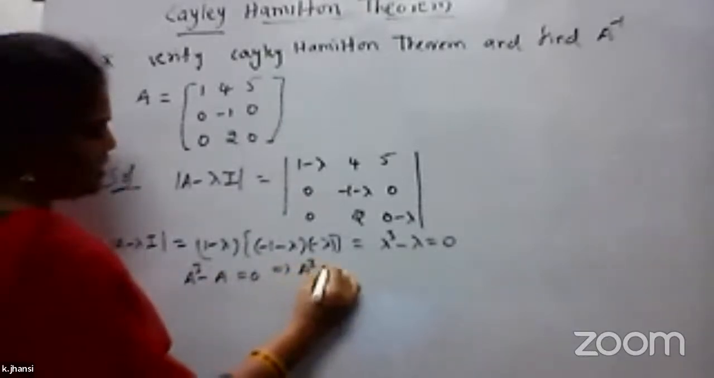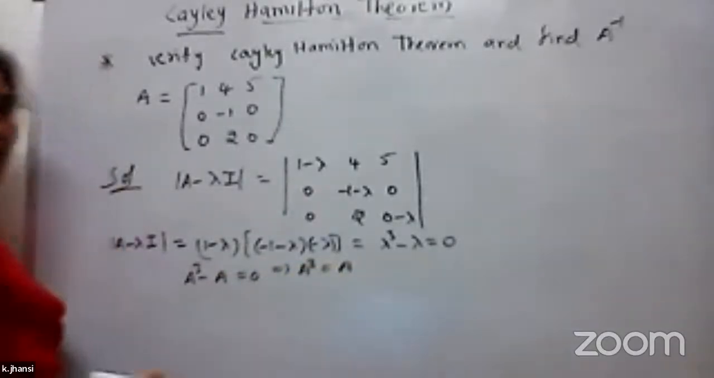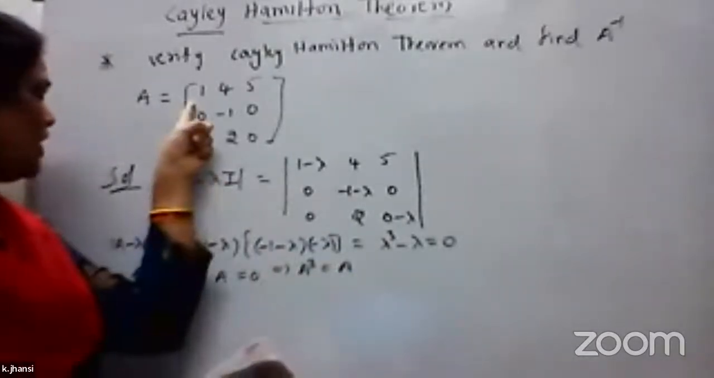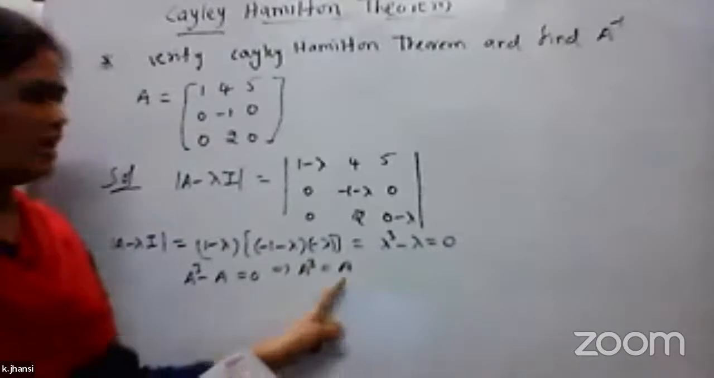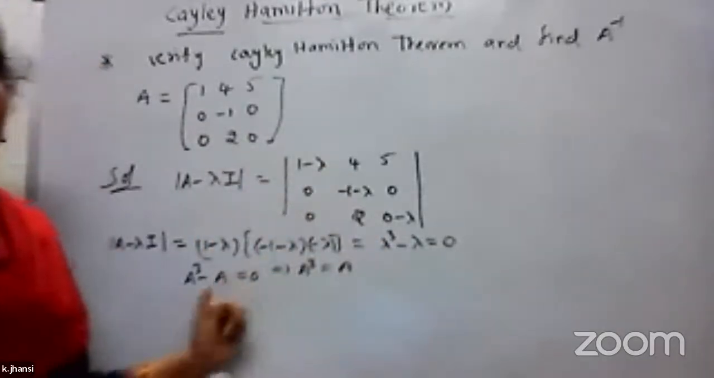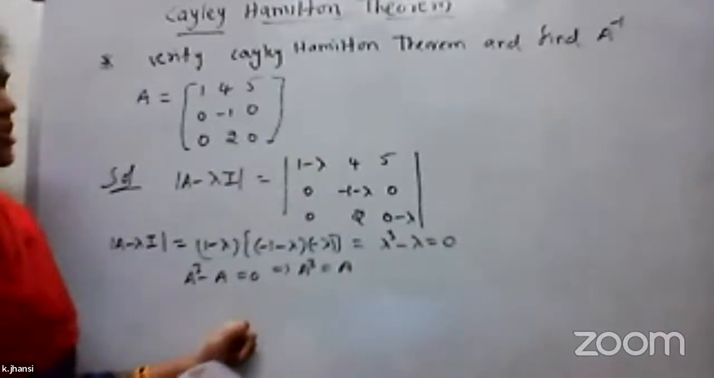And we know that from here you will get A cube value is A. Okay, A cube value is A. Means whatever A is there, A cube value is also A. When you substitute in this one, what will happen? A minus A is 0. So it is satisfying the characteristic equation here.